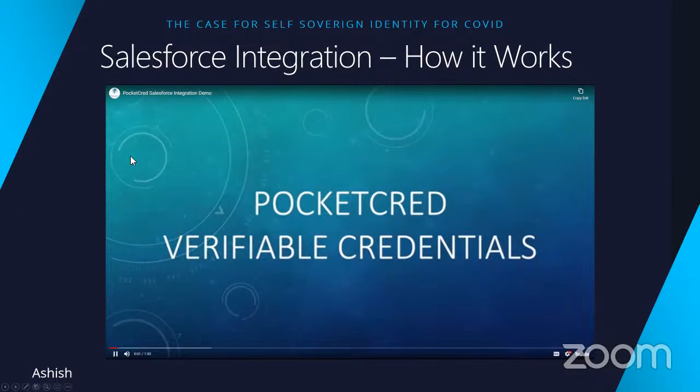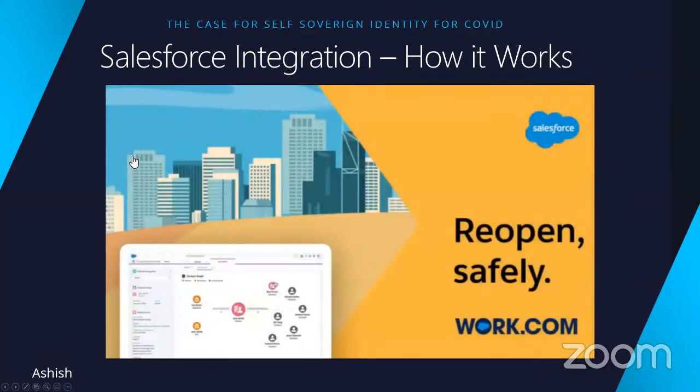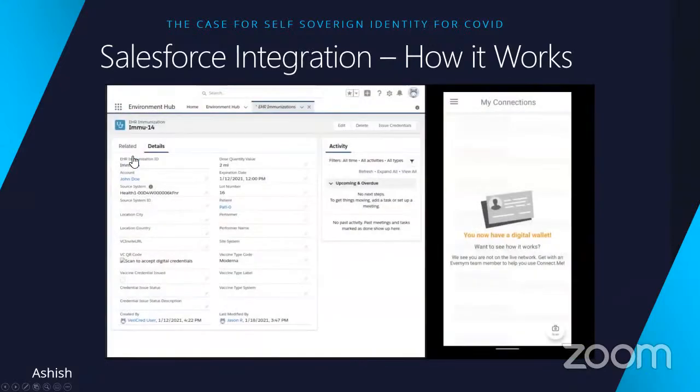In this video, I'm going to show you how the PocketCred application integrates with Salesforce Work.com. Salesforce Work.com is an electronic health record system released by Salesforce to specifically address the management of vaccines, tests, and contact tracing for COVID. In this scenario, a patient has just received an immunization and is requesting a digital certificate from their doctor or nurse. The patient's mobile device is displayed on the right-hand side of the screen, while the medical professional's view is displayed on the left.